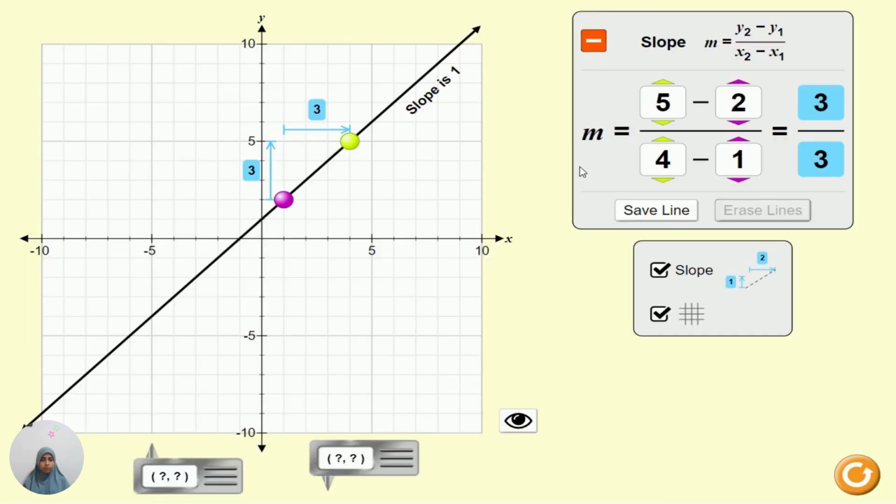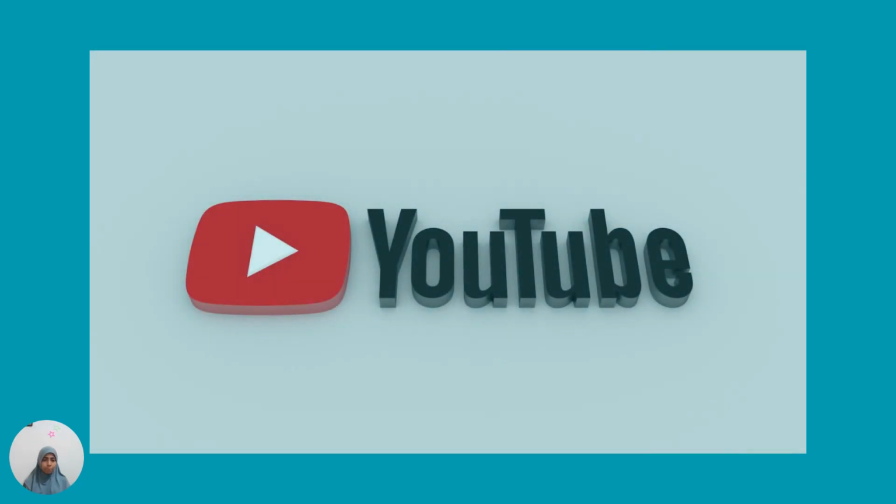First of all, we have to understand what the slope is. The slope or the gradient of a line basically just tells you about this.